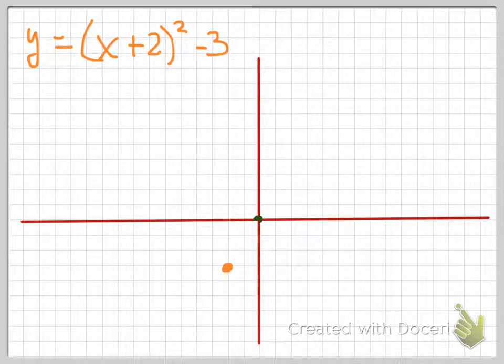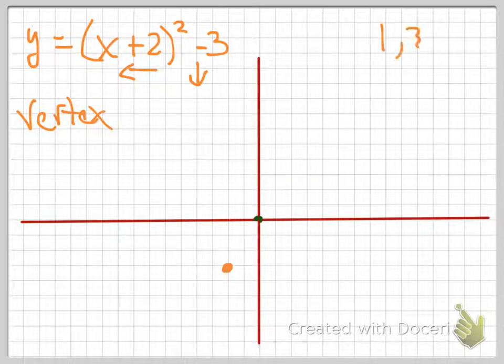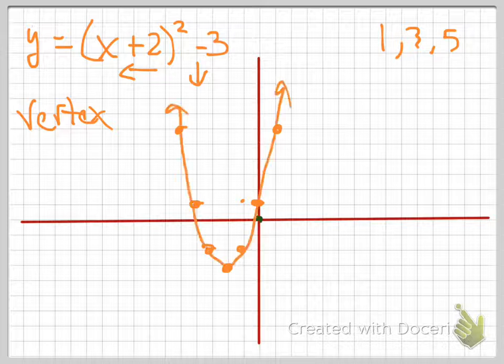And from there, I am going to go up 1, to the left and to the right 1. So that point right there, notice, is my vertex. And I'm going to use my quadratic slope to help me get the next points. So from the vertex, I'm going to go up 1, over to the left and to the right 1. Then up 3, over to the left and to the right 1. I could go up 5 and over to the left and to the right 1. Connect all those points, and there's my parabola.